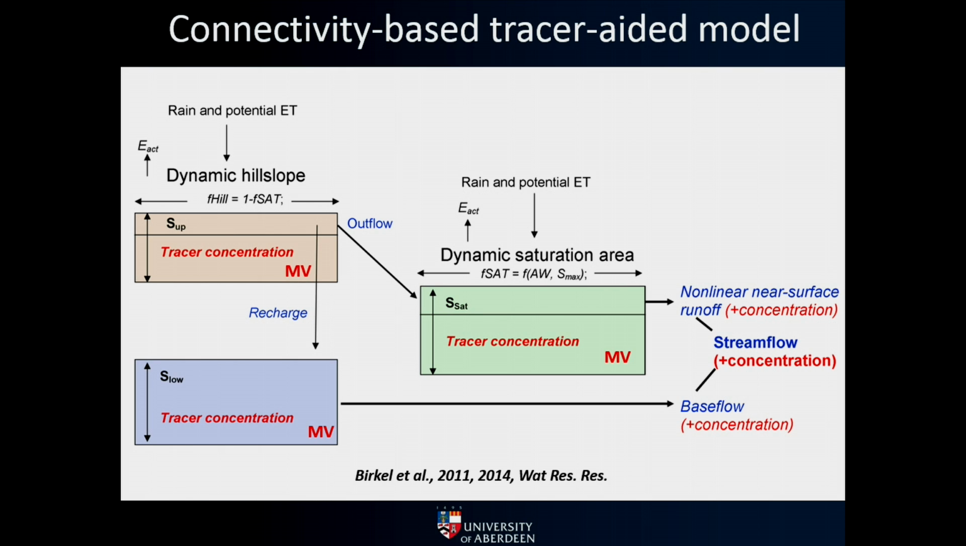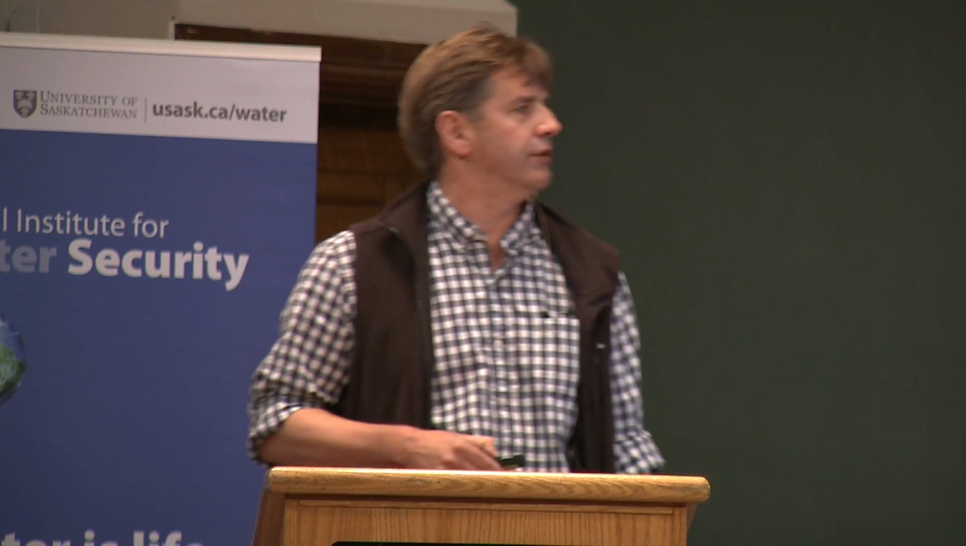So we were just using a conceptual model in the first instance. And basically, we've got storages to represent the dynamic saturation area. We've got a storage to represent the steeper sloping hill slopes. And we've got a storage to represent the deeper groundwater box within the catchment. Now, with a tracer-aided model like this, we're routing not just precipitation through the catchment, but we're also routing the tracers through these different storages.